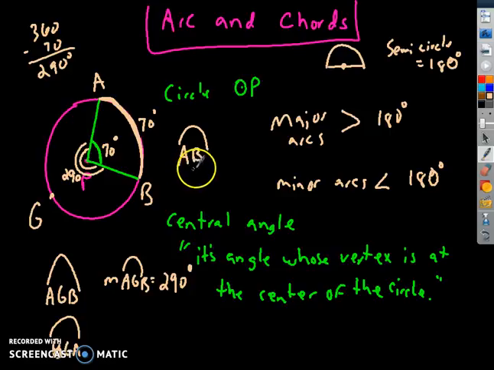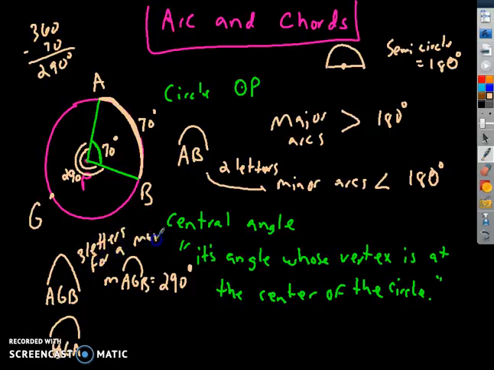Two letters for a minor arc, and you need three letters for a major arc. You don't have to put it where I put it behind, but just know that's what it is. Three letters for a major arc. So that's pretty much all you need to know about central angles. Again, central angles are equal to the measure of their arcs. But there are other kinds of angles in the circle as well. Let's talk about those now.